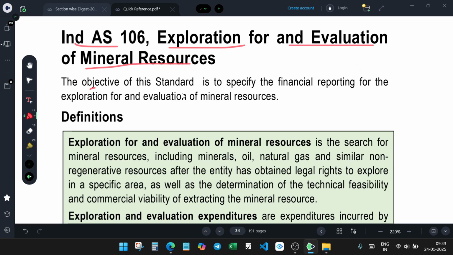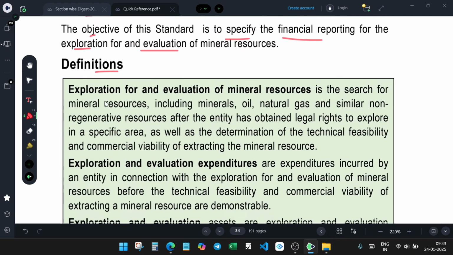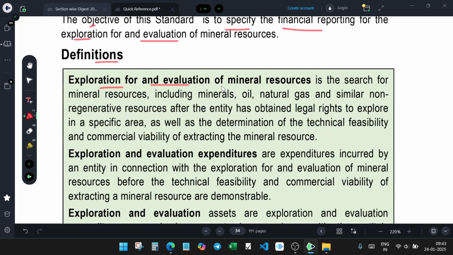So the objective of the standard is to specify the financial reporting of the exploration for and evaluation of mineral resources. What is the definition? The exploration for and evaluation of mineral resources is the search for mineral resources, including mineral oil, natural gas, and similar non-regenerative resources, after the entity has obtained legal rights to explore a specific area, as well as the determination of the technical feasibility and commercial viability of extracting mineral resources. That is what they say clearly.